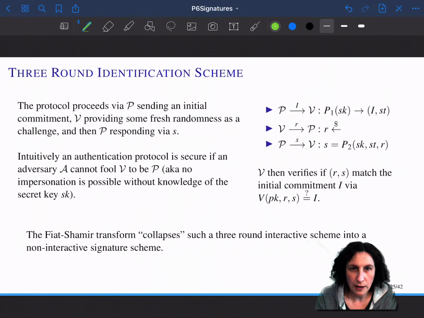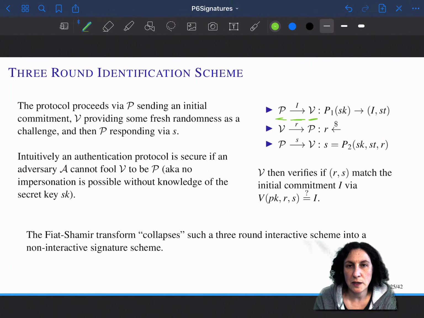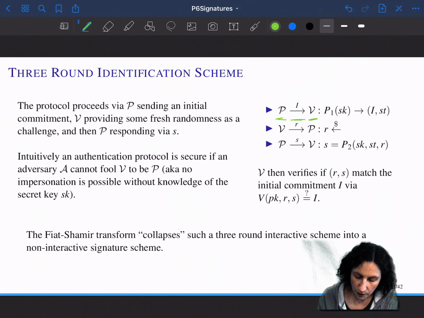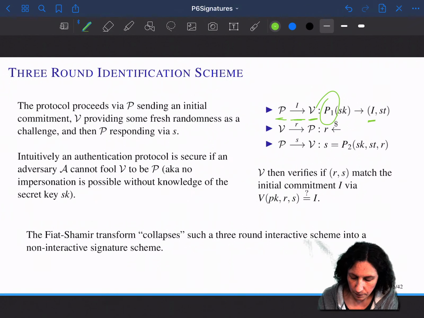There are 3 rounds where messages are being exchanged between the prover and the verifier. The verifier knows about the prover and trusts their public key. The prover then initiates the protocol by sending a message I to the verifier, whereby this message I is derived by running a function P1 on their secret key. This will deliver a message I and some form of state information that will be useful later on.